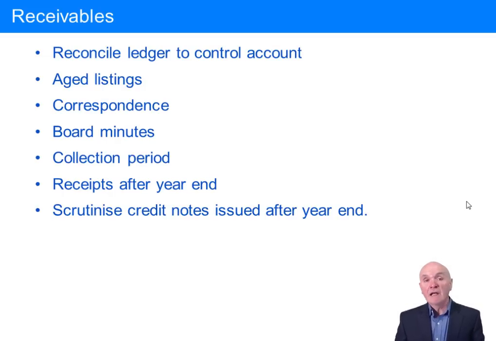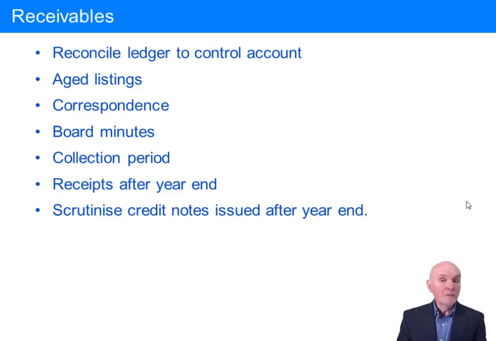And we can't just take the client's word that the aged listing, the aged analysis, has been done properly. They could be subtly moving things to be a bit closer, so it looks as though the debts haven't been outstanding as long and look a bit healthier than they really are.